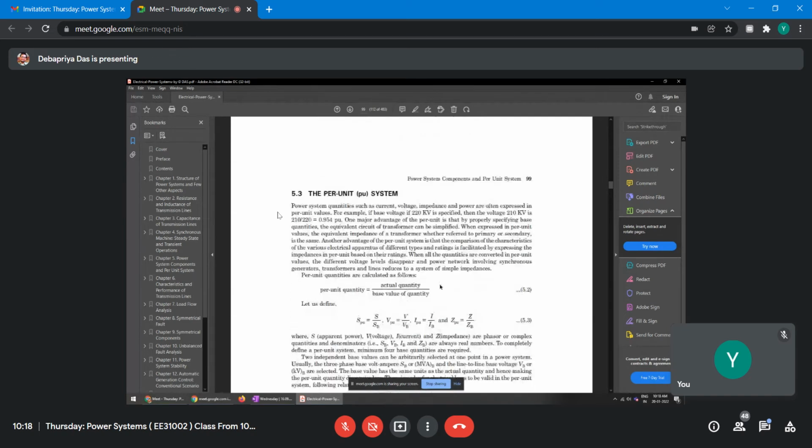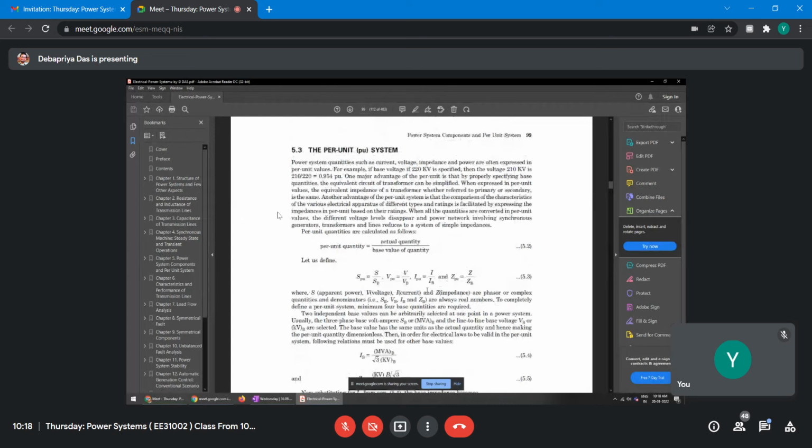Now the per unit system. Actually, power system quantities such as current, voltage, impedances, and power are often expressed in per unit values. For example, you choose some base voltage, say 220 kV specified, but the voltage is 210 kV, then in per unit value it will be 210 by 220, so 0.954 per unit, right? You can convert it to a dimensionless quantity, 210 by 220, that is 0.954 per unit.